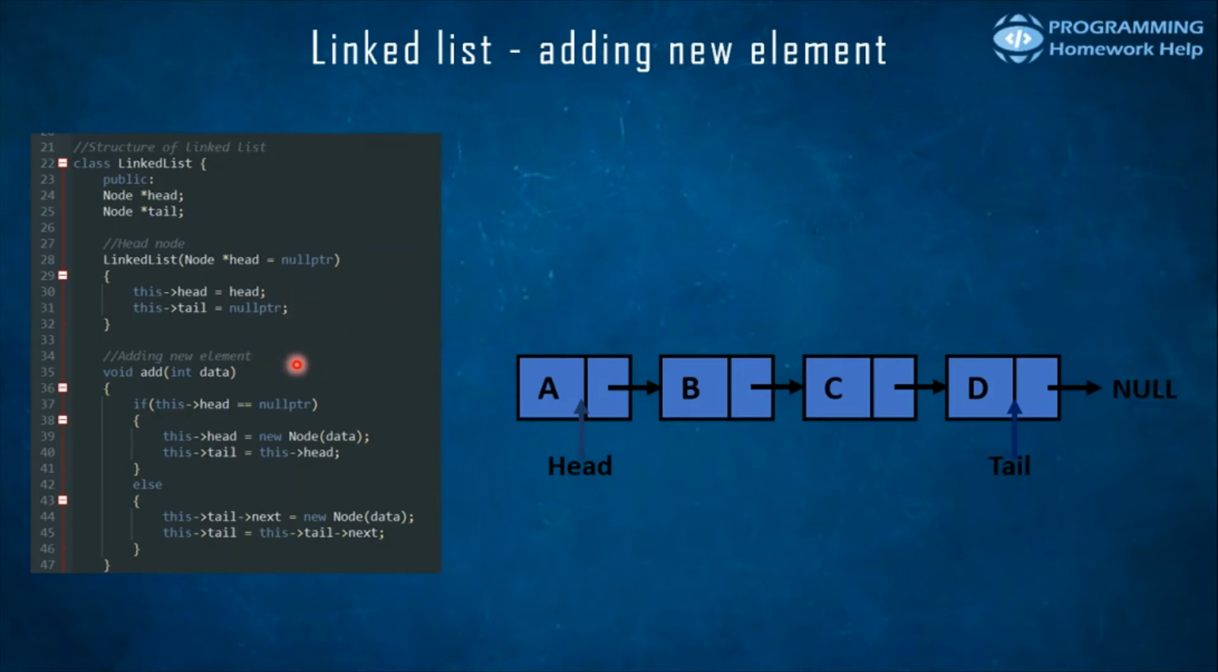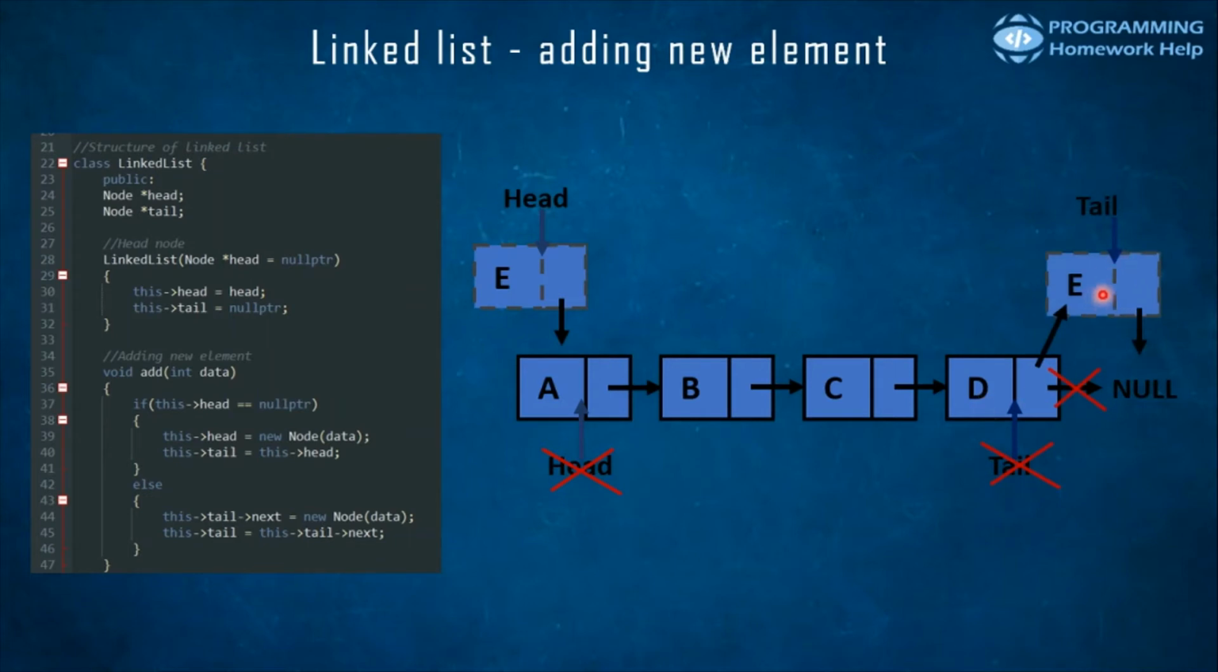For adding a new element, we can either add it at the start or at the end of our dataset. We can do it with these two parts of the if function, so we can make a new node depending on the value of the head. The new element will take the place of the head or the tail.